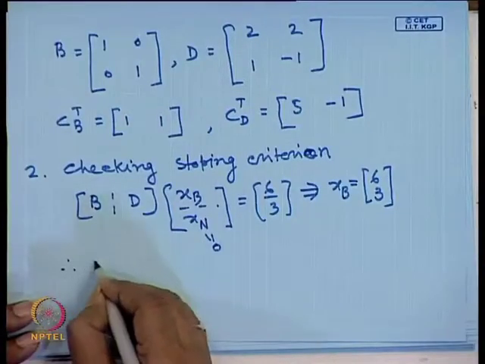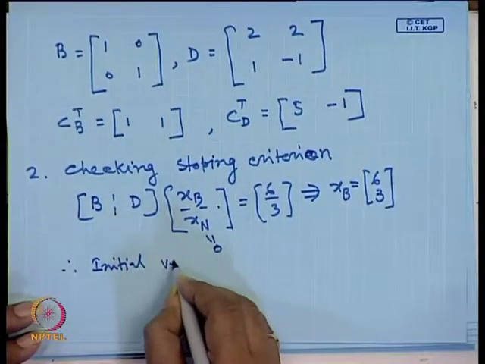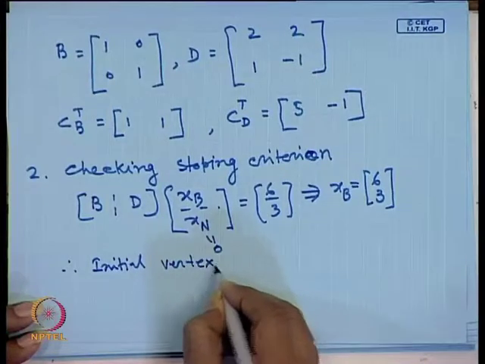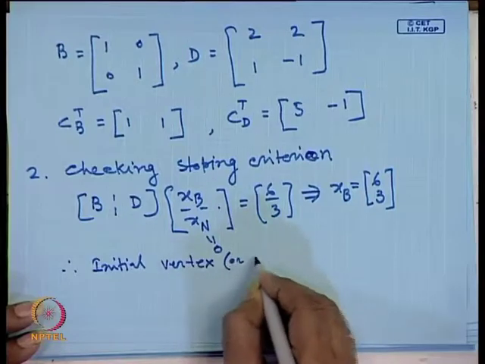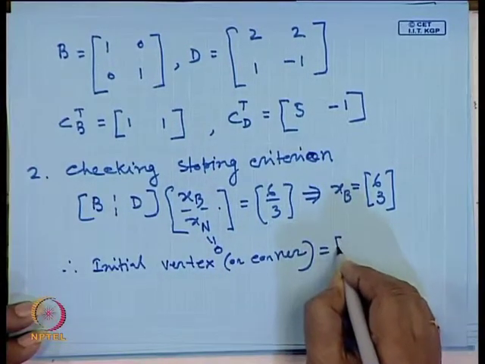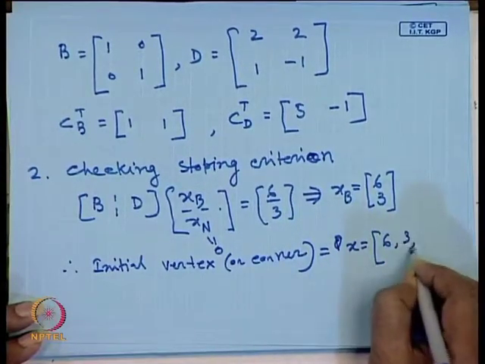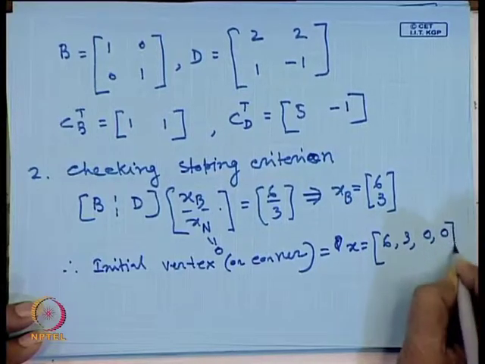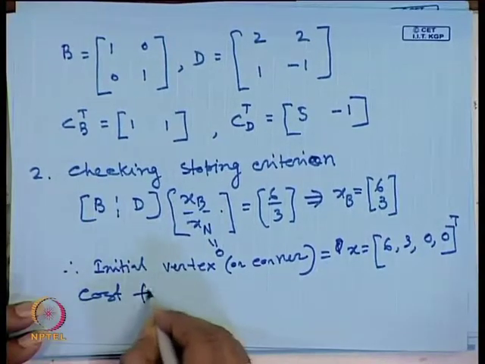Now, let us see our initial vertex or corner, the initial feasible solution we got. What is it? X 1 is 6, x 2 is 3, x 3 is 0, x 4 is 0. Now, what is the cost function value?